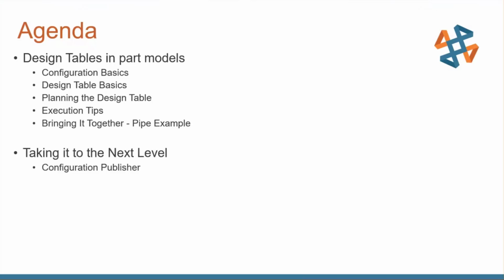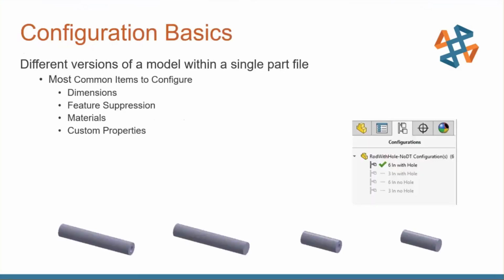As we talk about configurations, I think of it really as core SOLIDWORKS functionality. It's all about different versions or variations of our model stored within that single part file. And that's an important piece of information. One part, different geometrical versions.